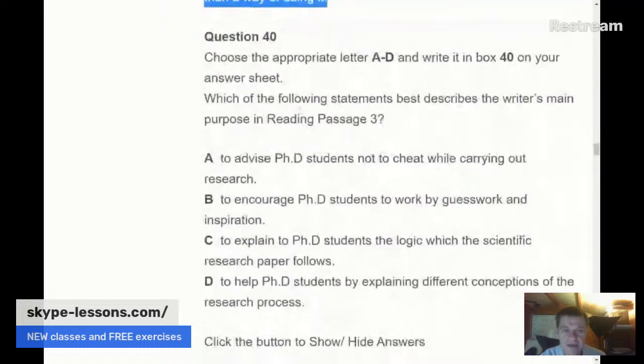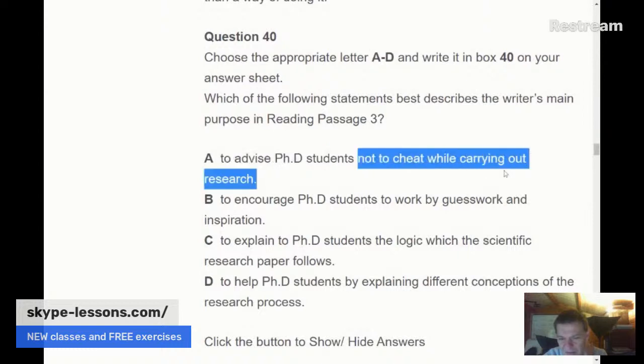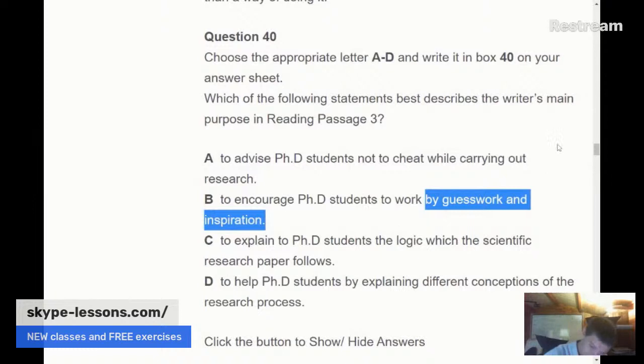Okay, and number 40. Which of the following statements best describes the writer's main purpose in reading passage 3? So, to advise PhD students not to cheat while carrying out research. I didn't hear much about cheating in there, and clearly it wasn't about cheating. To encourage PhD students to work by guesswork and inspiration. Well, even though he says there's a lot of guesswork and inspiration involved in the hypothetico-deductive method, it's not the only thing involved, and clearly he's not encouraging people in this essay to guess their way to the correct answers.